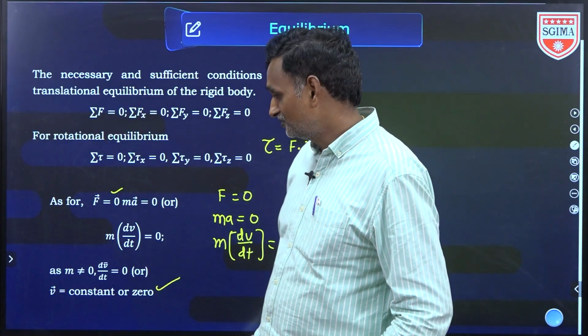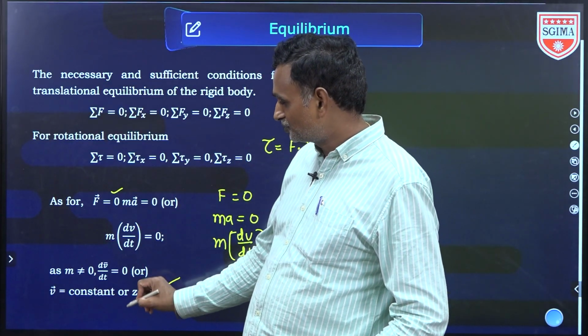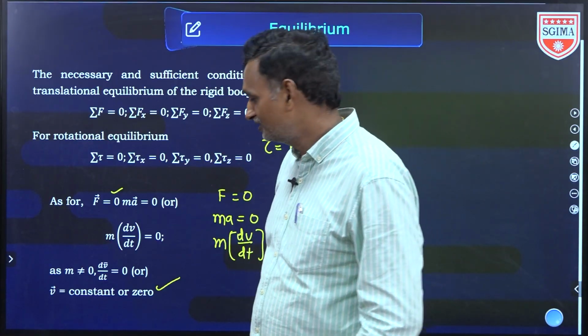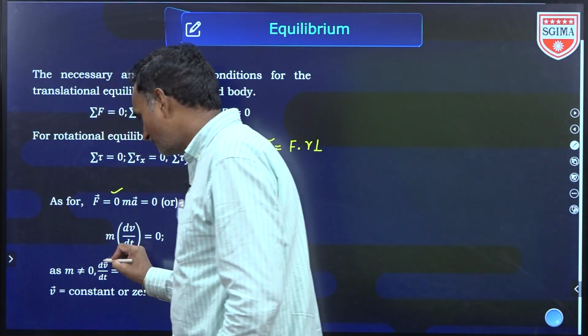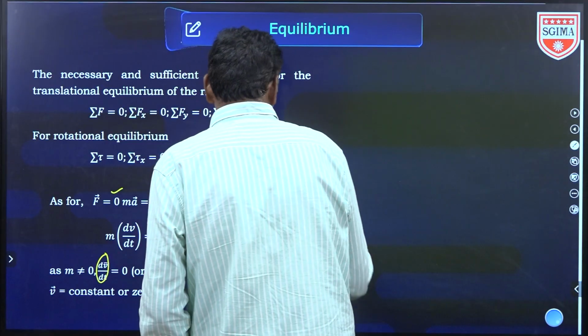Okay, na? So you can solve reversely. Actually, when you solve in reverse, you can get the concept. So here acceleration we got 0, na? So how to get it in reverse we can do.